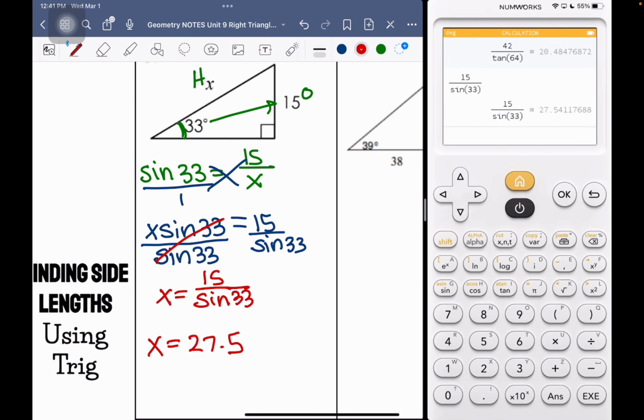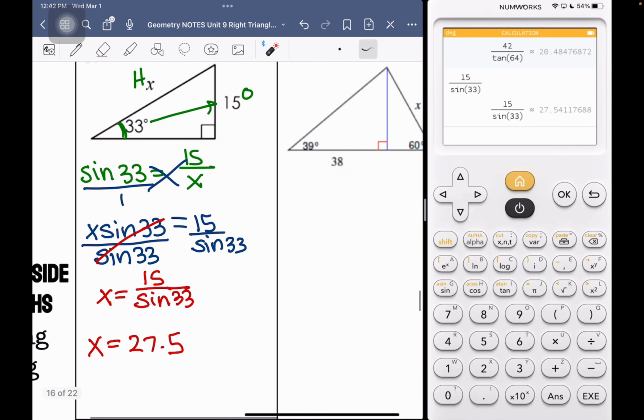So there is a little bit of a pattern going on here, some of you might notice. If we ever have x in the bottom of our fraction when we set up our original ratio, when we solve, our x and our sine end up flipping places. So that's something we can do: instead of multiplying by sine and dividing by sine every time, you can use that method if you see that pattern.